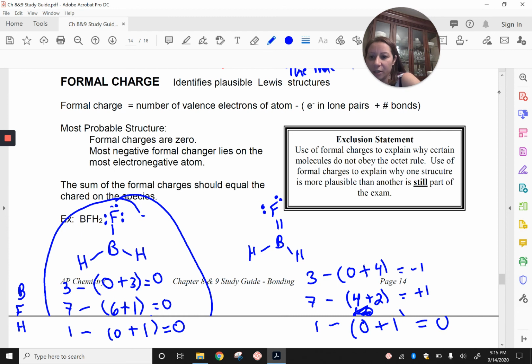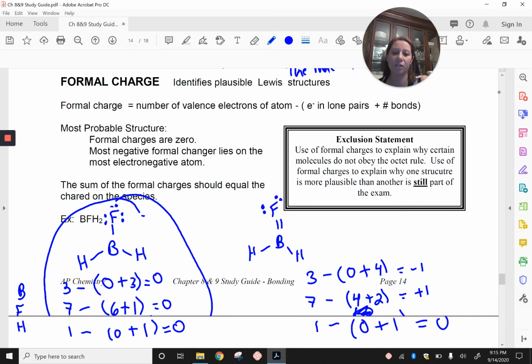Just a little note here that when you add up the sum of the formal charges for your entire species, it should equal the charge of the species. So in this case, this is the neutral compound. So if I add all these up, it should equal 0. Same thing here. If I add these up, it should equal 0. So that's one way to check that you did your formal charges correctly. If you add them up and it's not equal to the charge on that species, then something's wrong.